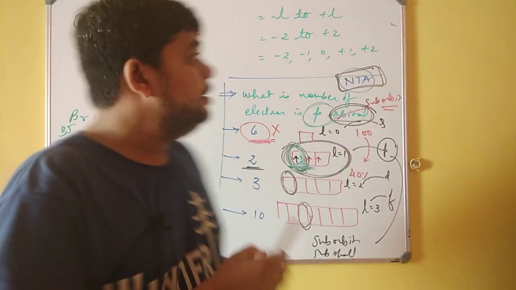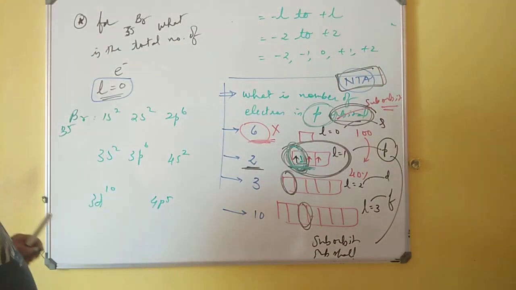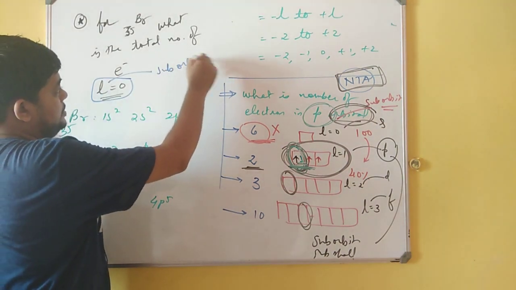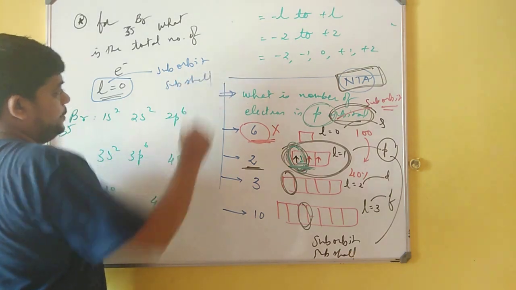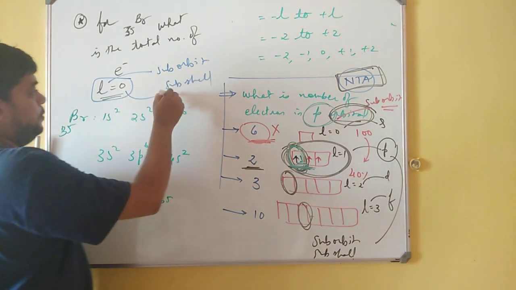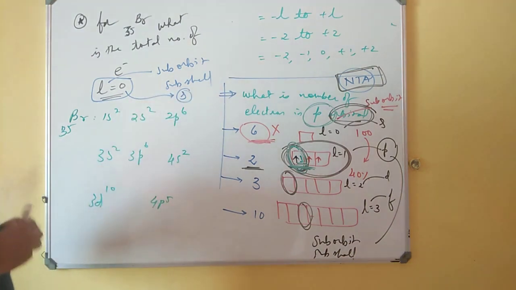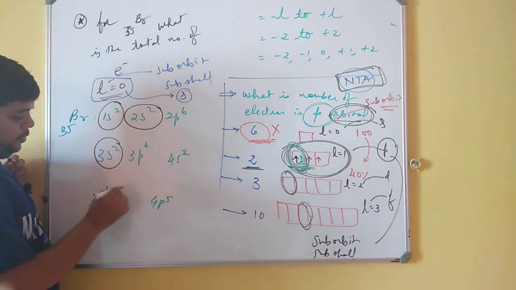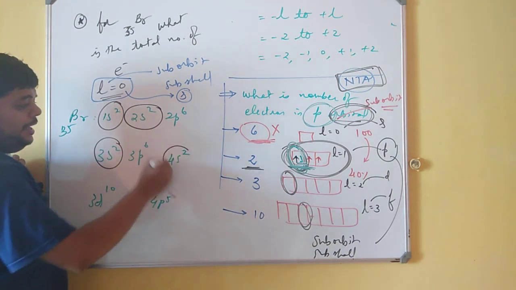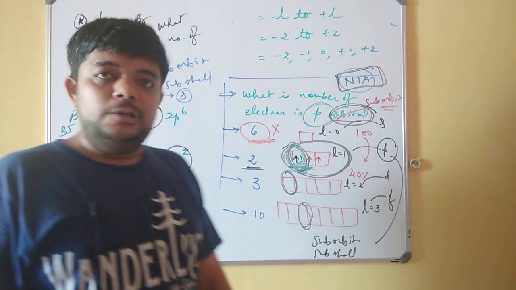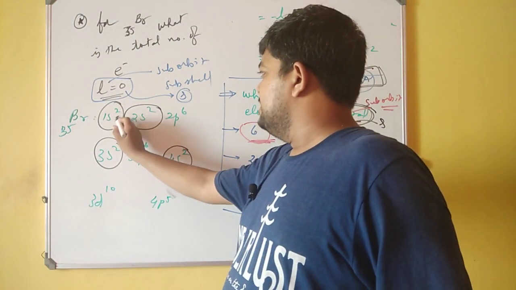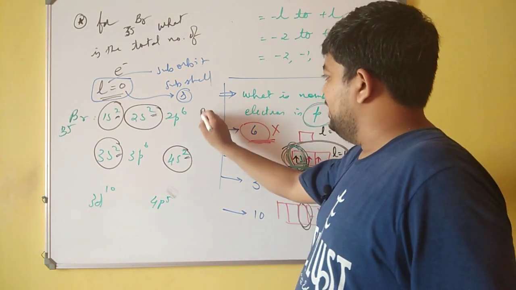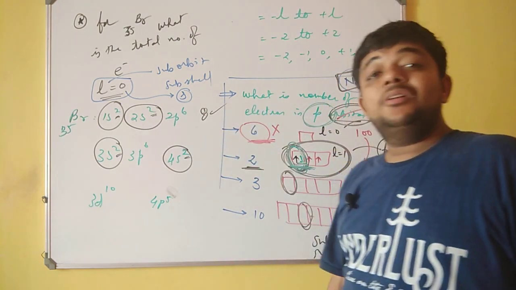What is the question? L is equal to 0. L corresponds to suborbit, subshell, and 0 corresponds to S suborbit. So I am only interested in S, because only S will have L value 0. And now I will sum up these electrons. While summing up these electrons, I will end up with 8. So my answer will be 8.